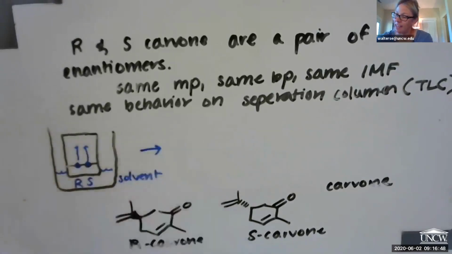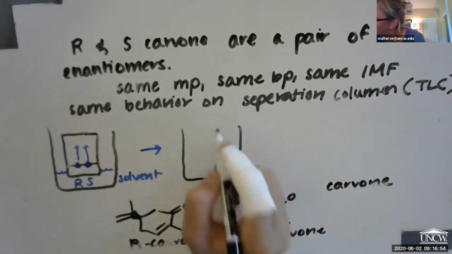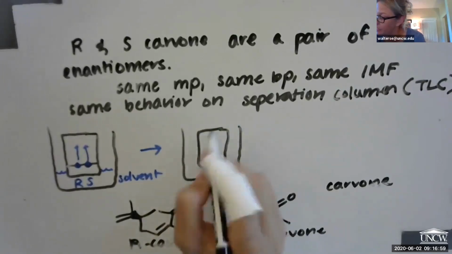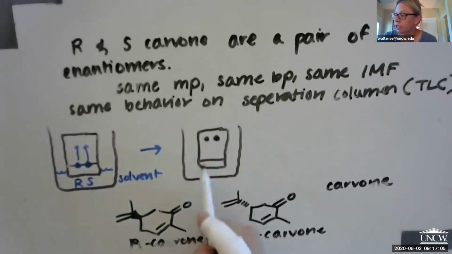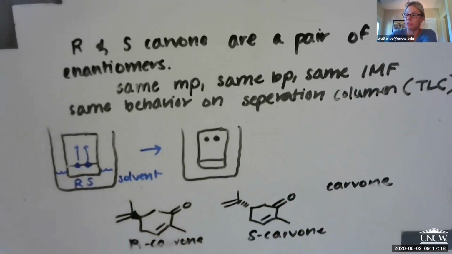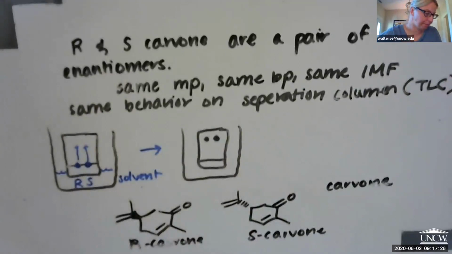So that at the end, for this particular set of enantiomers, when you look at your plate, there's your line of origination. R carvone would be here, S carvone would be here. So they're going to travel the same with respect to the attraction to the plate versus the attraction to the solvent. So that's why separation of enantiomers is so difficult, and why oftentimes pharmaceutical companies don't separate enantiomers, because you need a special type of separation to do that.